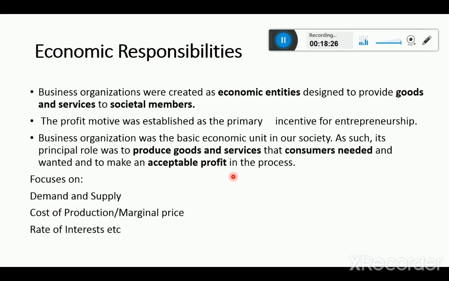It means they must provide for the needs of the customers. They have to fulfill goods and services to meet the needs of the society members. Second, they are in the market because they want to earn profit. Profit is their main motive, meaning their main objective. Now, what is the economic responsibility of your organization? Demand and supply. Every organization or company fulfills market demand and supply.